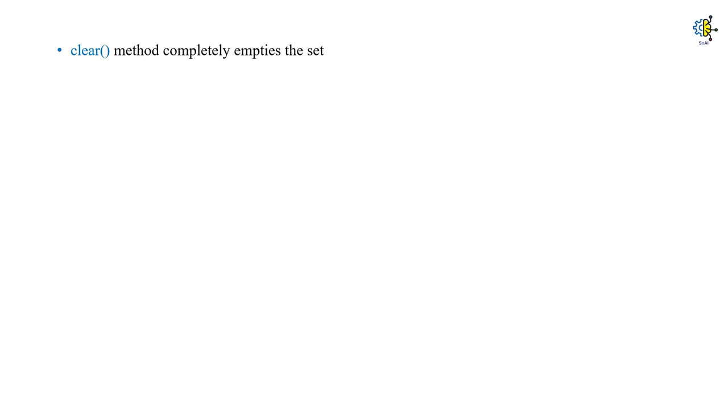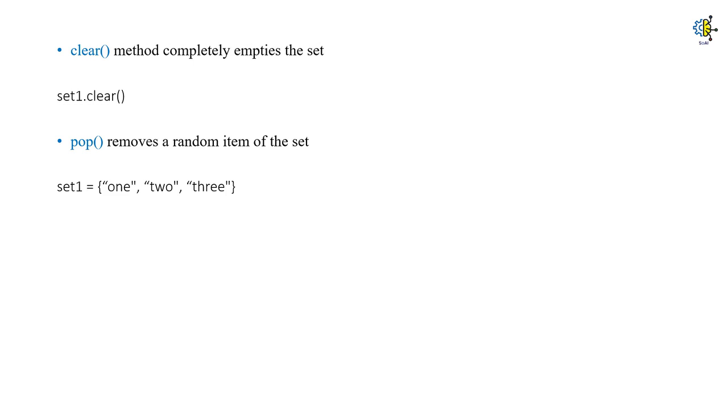The clear method completely empties the set. So, the command set1.clear will completely empty your existing set. The pop method helps in removing a random item from the existing set. So, here we have set1 with the values 1, 2 and 3. If I assign a value x as set1.pop and print x, you can see that the value here is 2. And every time you run this block of code, the value of x will change because the pop method removes a random item from the existing set.